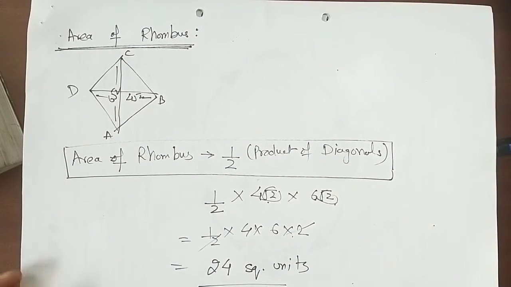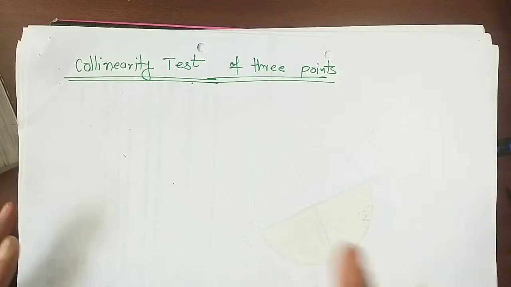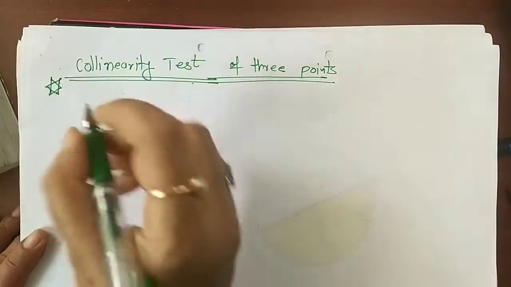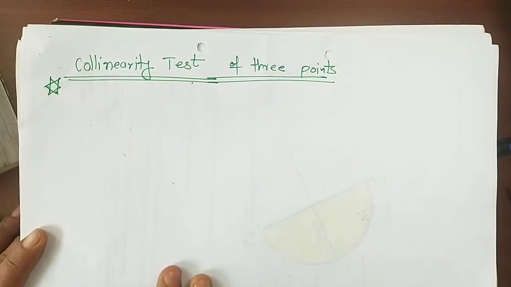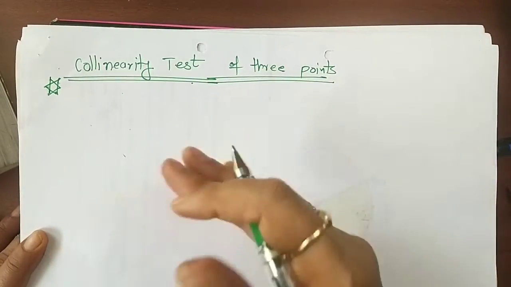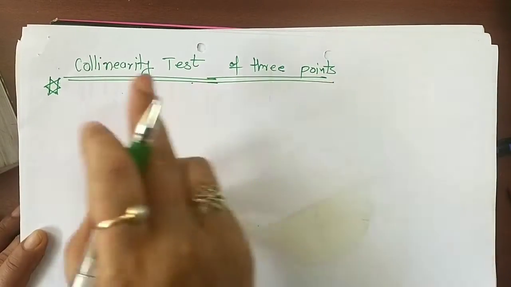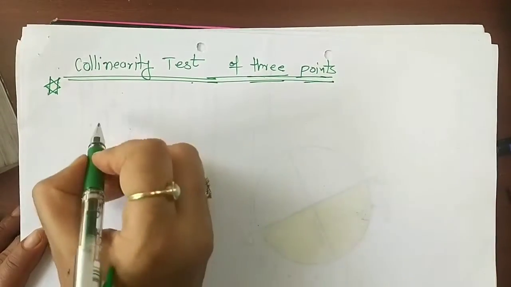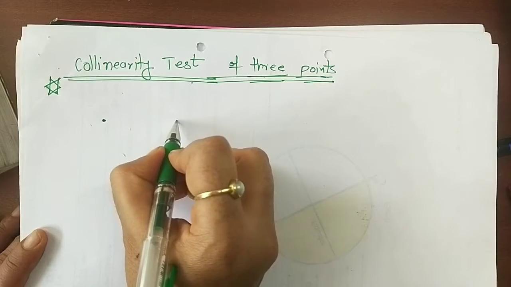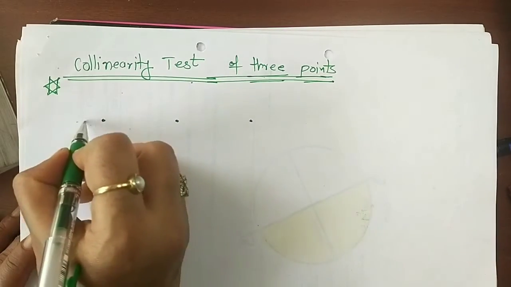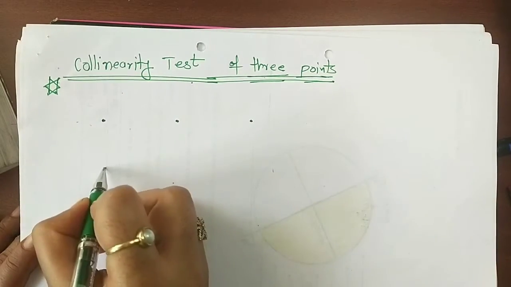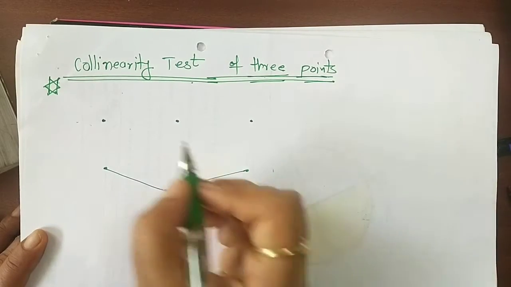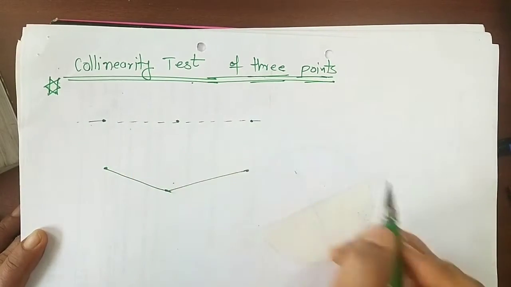One more question is left. This is a very important topic. There are chances a question might come from this topic, and this is very useful in your 11th and 12th grade also. The collinearity test of 3 points. So you have to prove that 3 points are given, 1, 2 and 3. You have to check whether they fall in the same line or they are like this. Means this is not in the same line, whether they are in the same line.